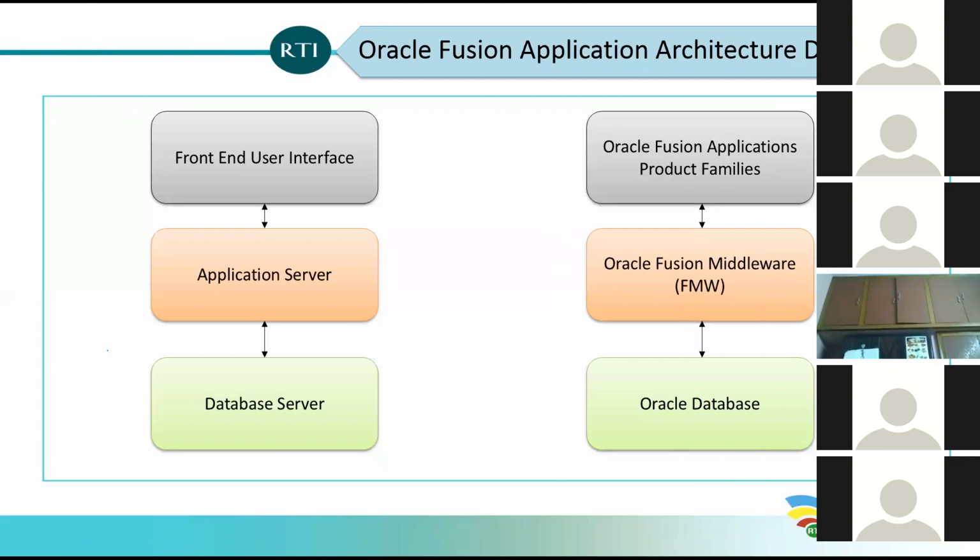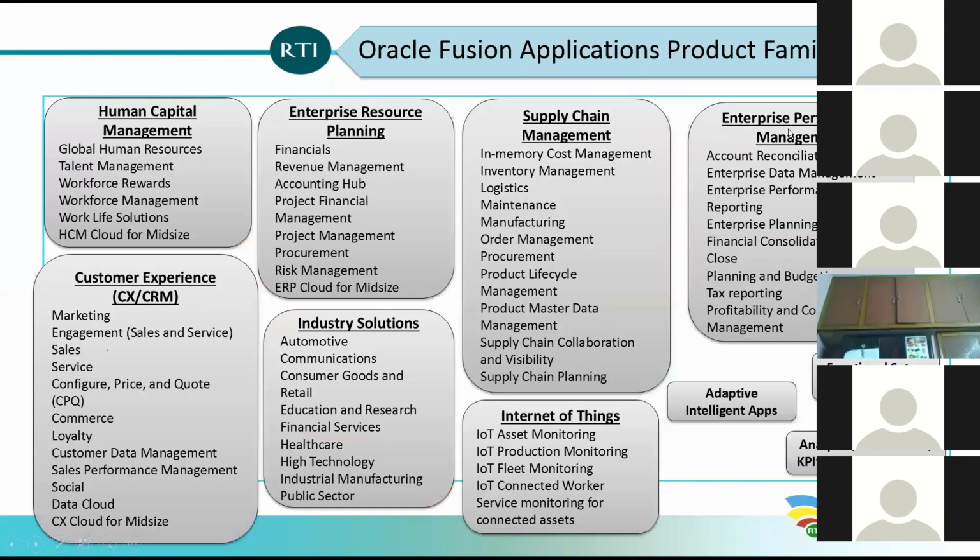Yeah, so we have this database too. Now, what are Fusion product families? Basically, Oracle has divided the product families into multiple things. Human capital management is one product family. ERP is one product family. Supply chain management is one product family. Enterprise performance management, EPM, is one product family. Customer experience is a product family. Industry solutions, Internet of Things, adaptive intelligence applications, functional setup manager, analytics dashboards, KPIs (key performance indicators), and extensibility framework. So they gave multiple product families.